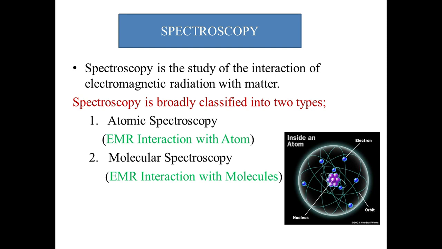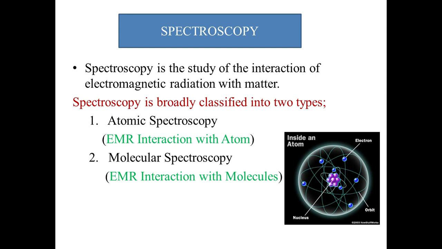Now, what is spectroscopy? Spectroscopy is the study of the interaction of electromagnetic radiation with matter, as I already told you. There are two types: atomic spectroscopy and molecular spectroscopy. In atomic spectroscopy, the EMR interacts with the atom, and in molecular spectroscopy, the EMR interacts with the molecule. This is the difference.